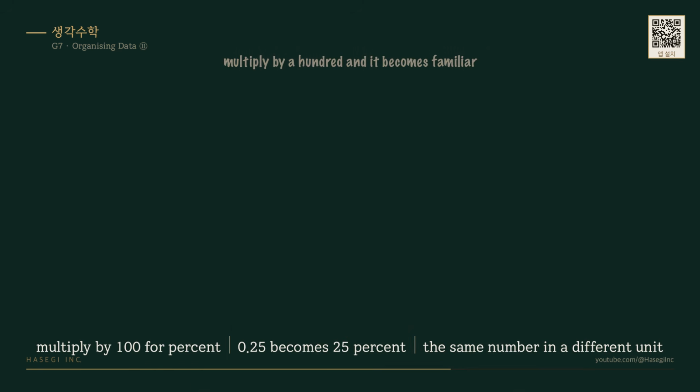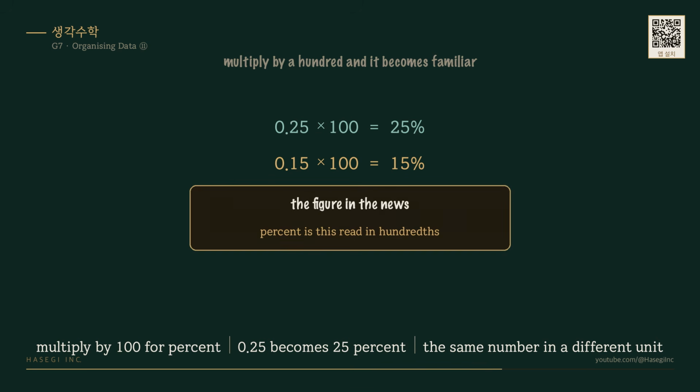Multiply by 100 and it turns into familiar language. 0.25 is 25%, and 0.15 is 15%. The figures we see on the news every day. Percent is just a relative frequency read out in hundredths. Not a new idea, only the same number in a different unit.